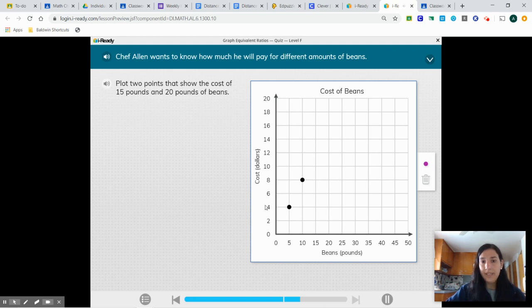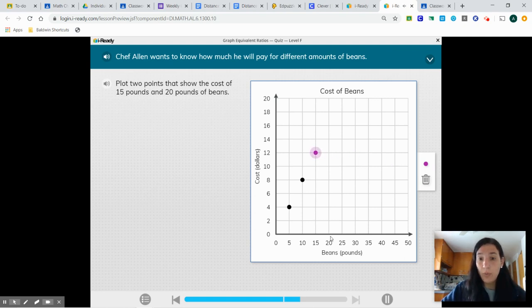All right, so what we see here is that it's $4 for a 5-pound bag of beans. We want to keep this going. So at 15 pounds of beans, we're moving over by 5, from 10 to 15, and we also want to move our cost up from 4 to 8, which was $4. So from 8 going up, we need to do 12. So our ordered pair will be 15, 12.